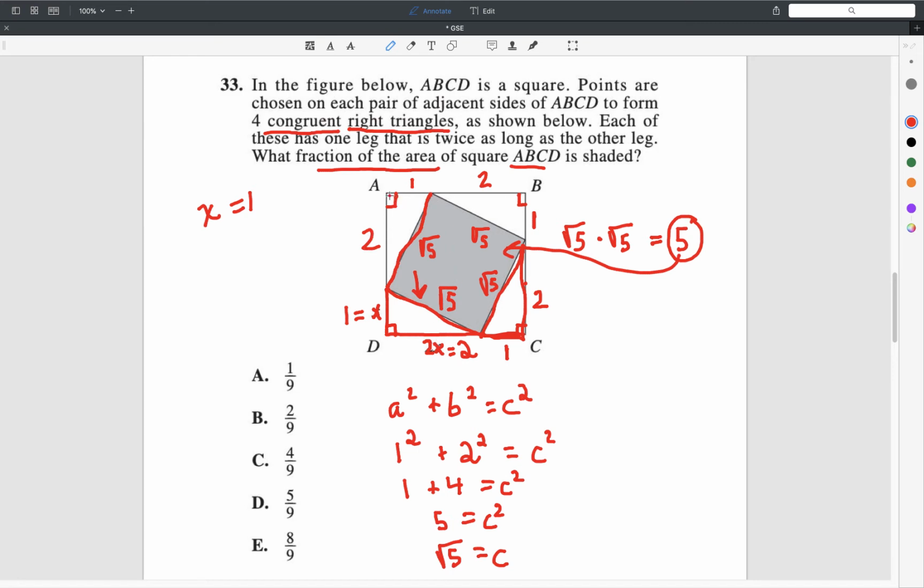Now, since we want the area of the bigger square, we know that this side right here is 3. In fact, all the sides are 3. So the area of the bigger square is going to be 3 times 3, which is 9. And so the fraction that's shaded would just be the 5 that we found before over the bigger one, which is 9. So our correct answer here is just 5/9.